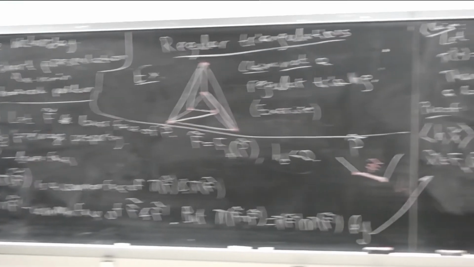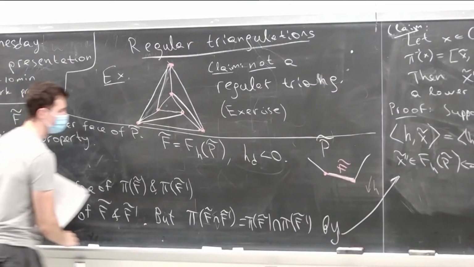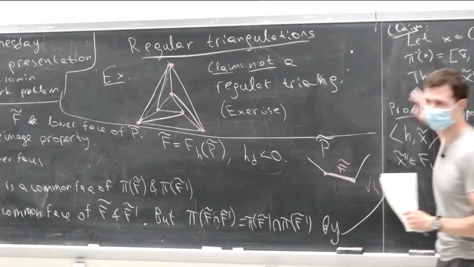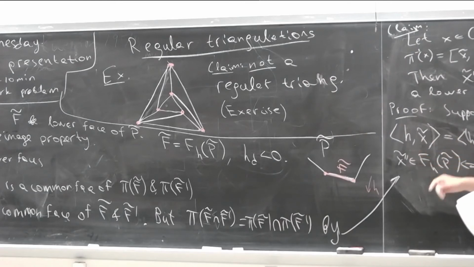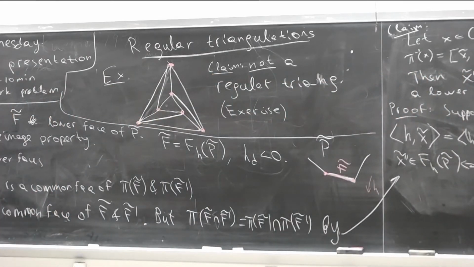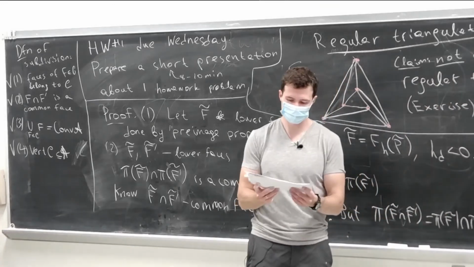So we're done with 1 and 2 and 4. I guess 3 also follows from this property as well, because you take any point in P and then you lift it up to such a line segment. You take the lowest point of this line segment, then that point is going to belong to a lower face. So actually, we're done with all 4 properties. Any questions on the proof?